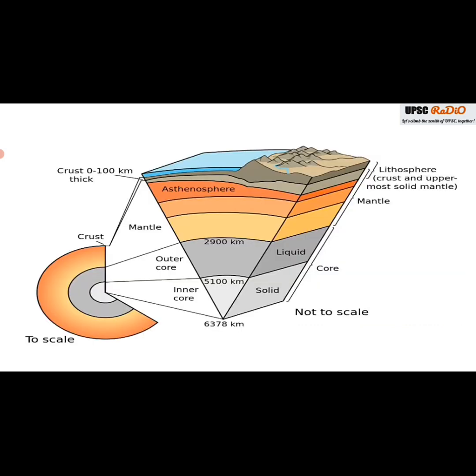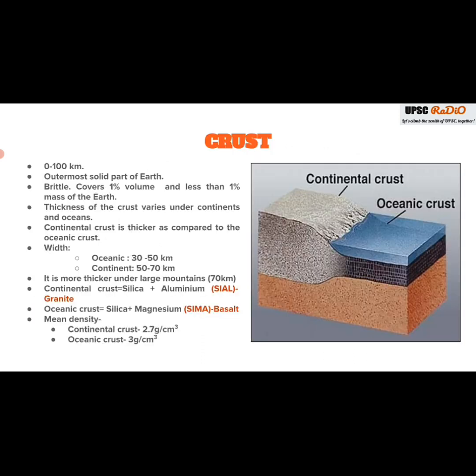Based on these studies, Earth is broadly classified into three different layers: crust, mantle, and core, each having varying properties. Inside Earth, temperature and pressure increases with depth. Now, the first layer is the crust. The depth of the crust is 0 to 100 km. It is the outermost solid part of the Earth. It is brittle in nature, covers 1% volume and less than 1% mass of the Earth.